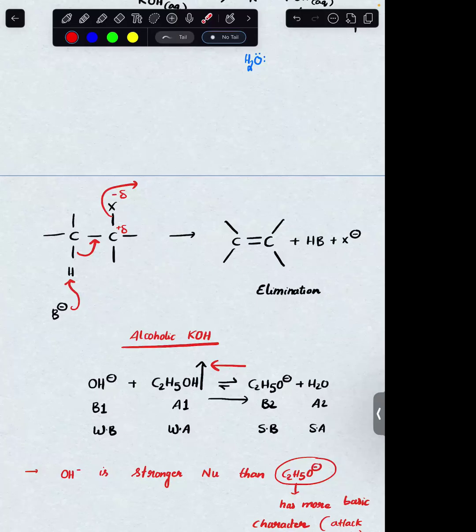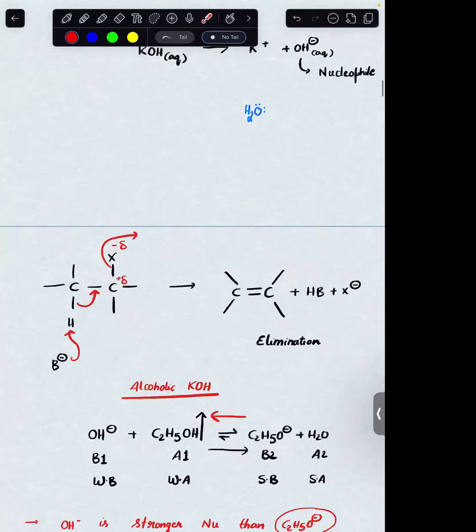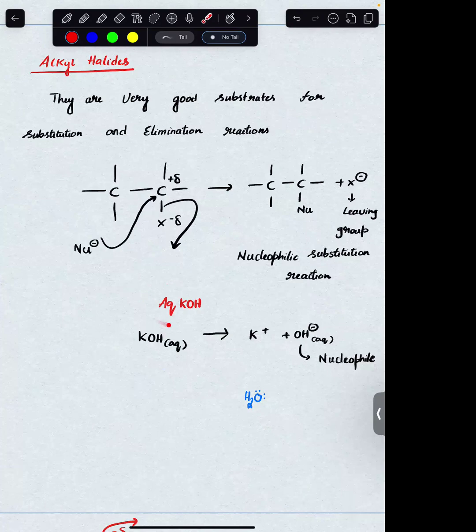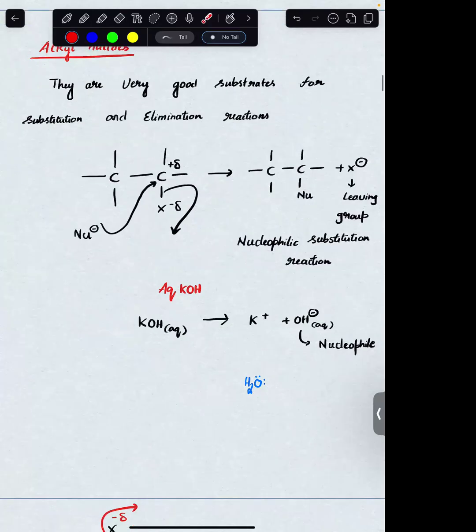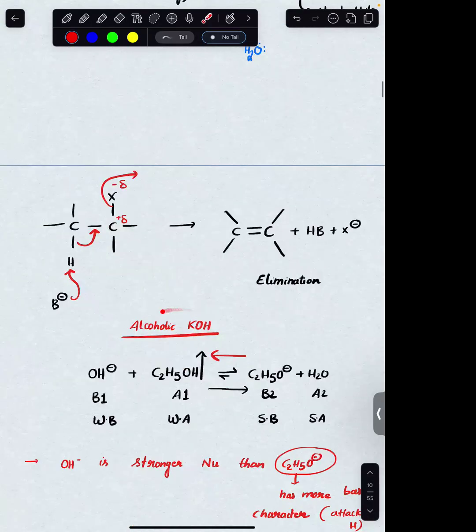And in general, the reagent that is used for elimination is alcoholic KOH. See the difference. If you have aqueous KOH, it prefers a substitution reaction, and due to that you will have a substituted product. If you have alcoholic KOH, it prefers an elimination reaction, and the product of the elimination reaction is alkene.